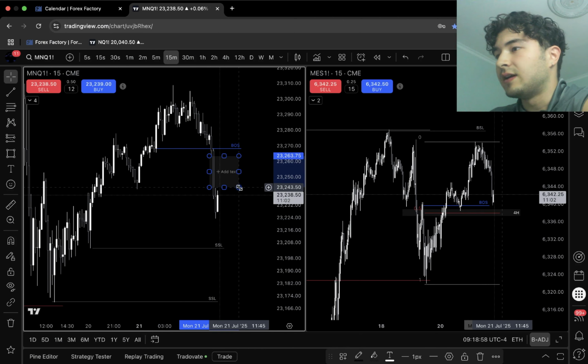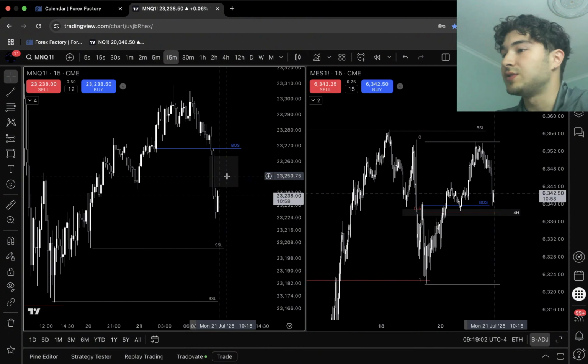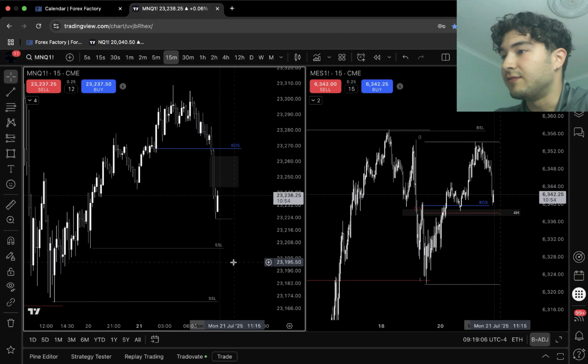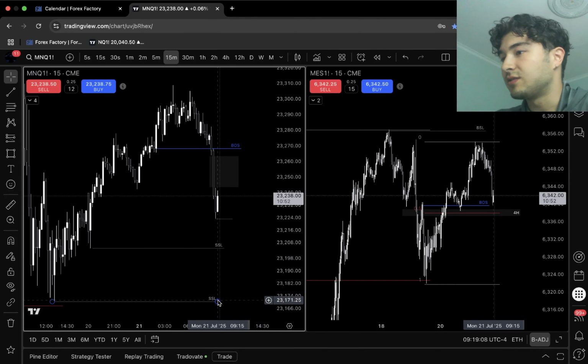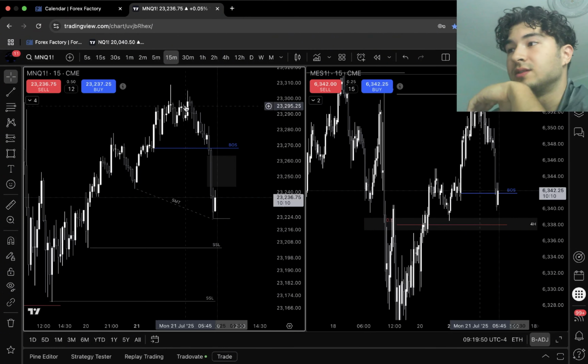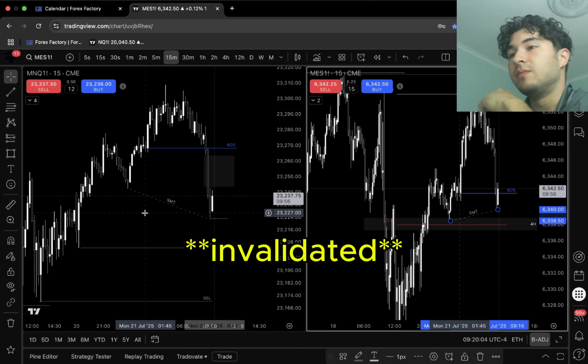I want a nice entry here, nice SMTs, some break of structure down, and that I target this low first. This is where I go break even over here, and then I target this and target this. But also we have a bullish SMT over here, but I'm not sure if this is confirmed because look at the order flow. It's pretty bearish right now. So this could easily just be manipulated.